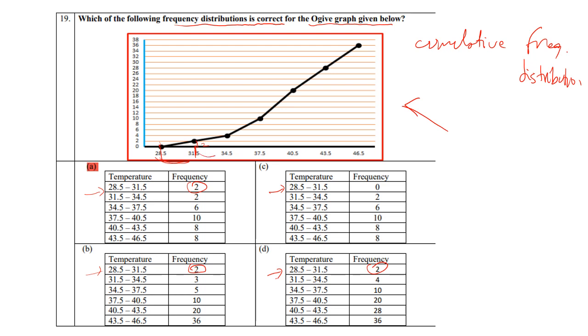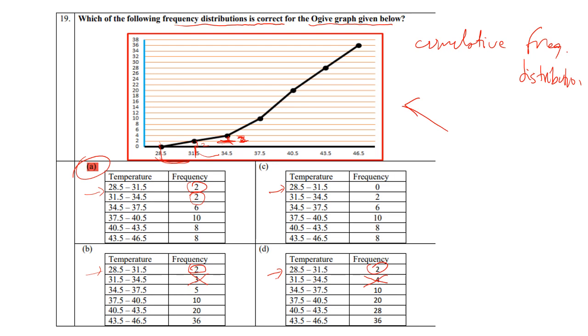Now when it comes to the other class, you look at the difference between the previous class and this one here. This difference is 4 minus 2, which is 2. So the difference here is 2, and for this reason the second one will have 2 here. And we don't have 2 here in the other options, so this is the only option, so we can say this is A.